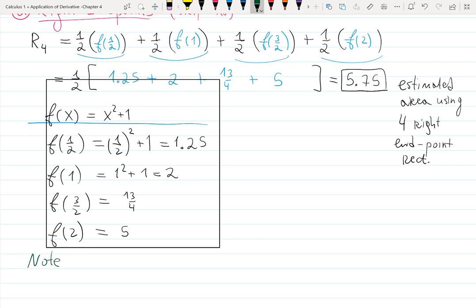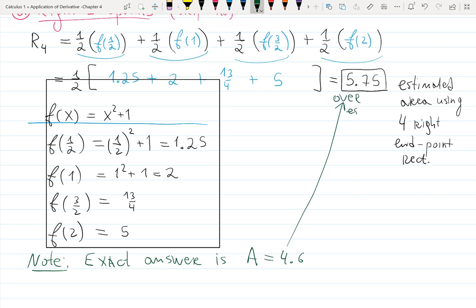Note, to compare the result, the exact answer is area equals 4.6, or actually 14/3. So what did we have? We expected to have overestimation, and indeed it is overestimation, because there were too many extra pieces everywhere. That's why we expected it to be a little bit too big. So on this interval, using only 4 rectangles, the answer is not really good. And we call this estimation. If you subtract 5.75 minus 4.6, the difference will be called error. Error for this concrete calculation.